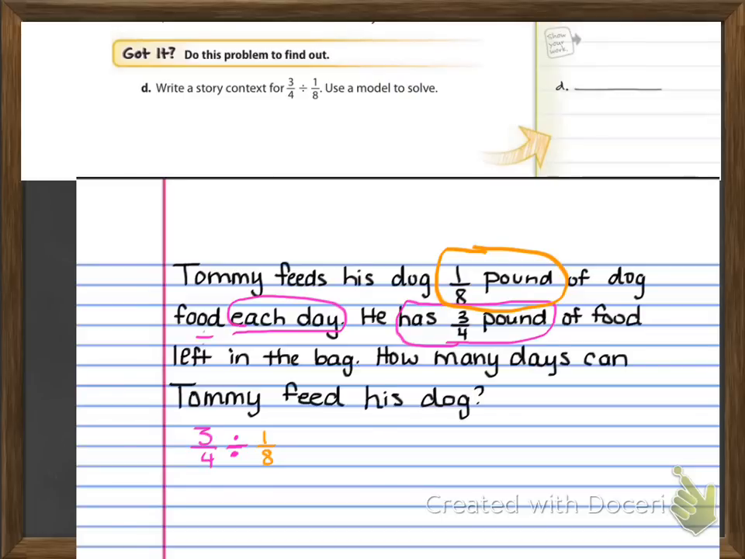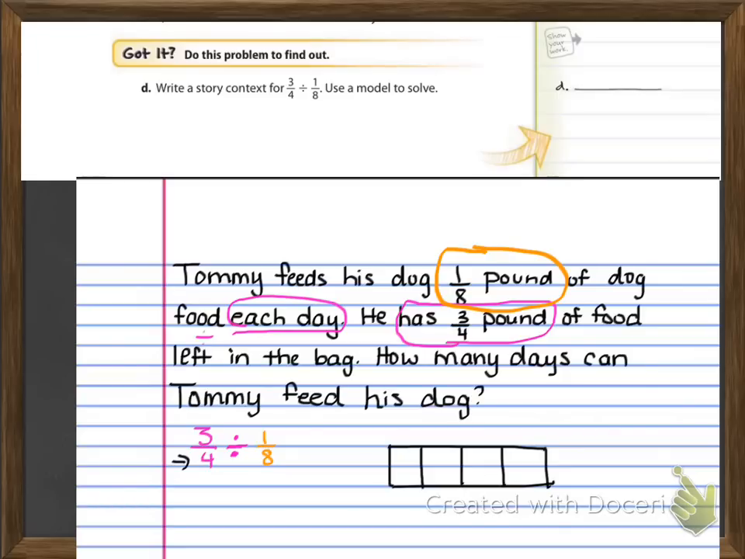So now we want to use our model to figure this out. Now remember, the first step in our model is going to be to draw a whole unit. So let's go ahead and draw our whole unit right here, just a long bar, and we're going to separate it into fourths. And we're going to do that with those 3 pieces. Now again, you're separating it into fourths because of that 4 right there. Now before we think about only having 3 of those fourths, we need to think about dividing the entire bar into eighths.